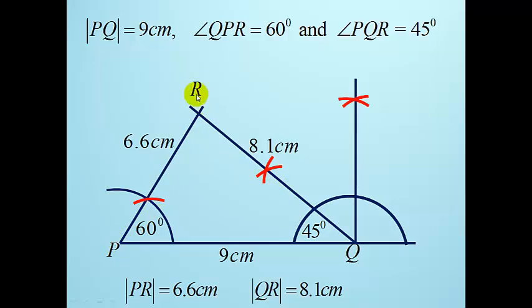Now from the question, you have to measure the distance PR. When we measure the distance PR, we have 6.6 centimeters. And when we measure the distance QR, we have 8.1 centimeters. So that is how we construct a triangle when we are given two angles and only a side.